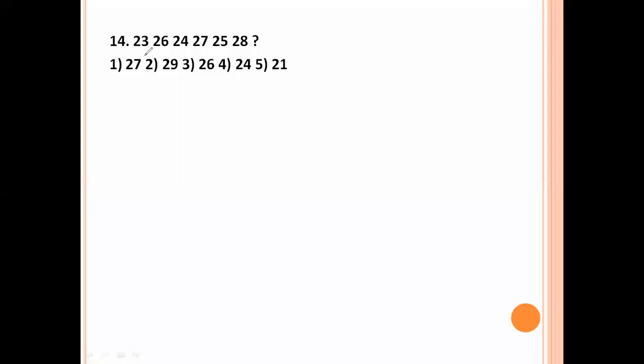Here also, observe that this is an alternate series. Alternately the values increase. 23, 24, 25, 26, 27, 28. After 25, the next value is 26. Option number 3 is the right answer.